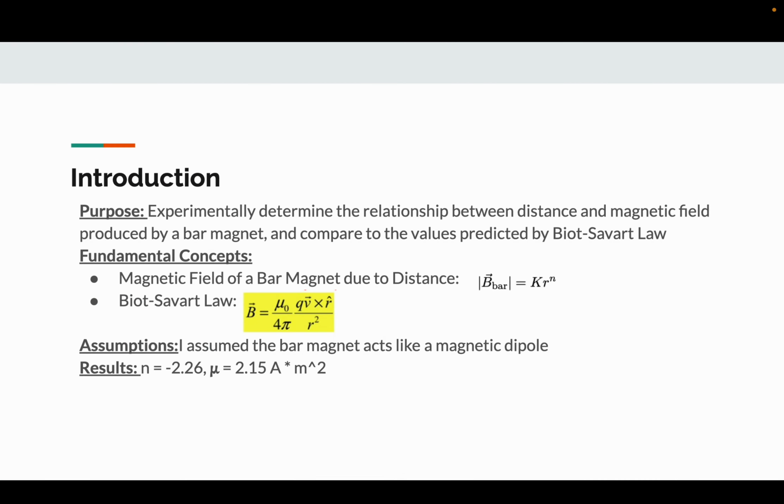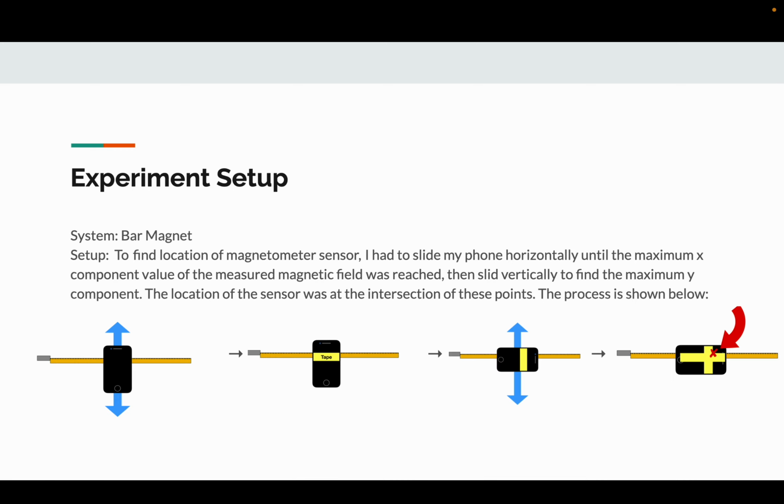So the purpose of this lab is to experimentally and computationally compute the magnitude of the magnetic field produced by a bar magnet, as well as the relationship between the distance and the magnetic field. As you can see here are the fundamental equations that you have to use for this process. The assumption that I made was that a bar magnet acts like a magnetic dipole, and then here were the results that I came up with.